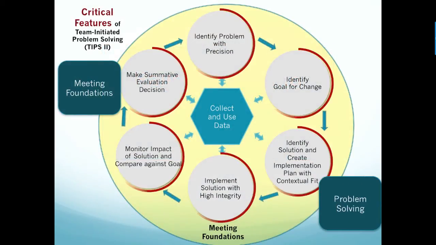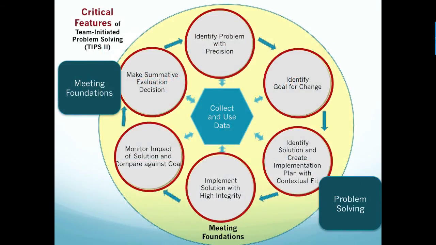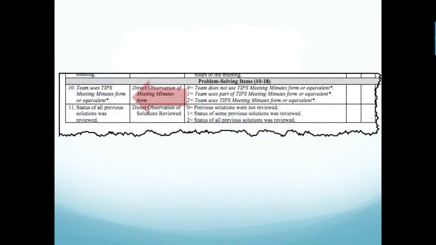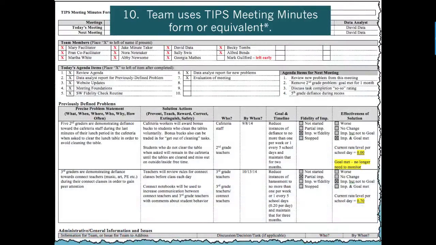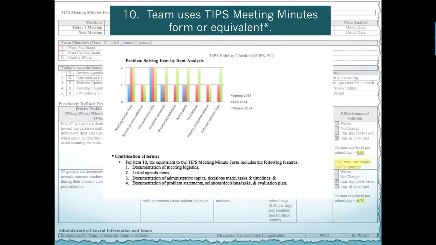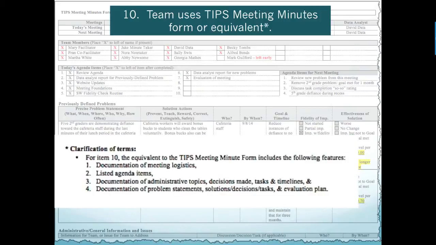We're now going to move on to the subscale for problem solving. This starts with item number 10, which reflects the use of the TIPS meeting minutes form or an equivalent. If you look at your Word document from the TIPS FC, you'll see on page 3 there's a clarification of these items that would reflect equivalent forms of the TIPS meeting minute form.